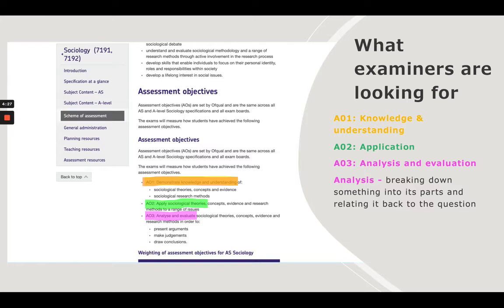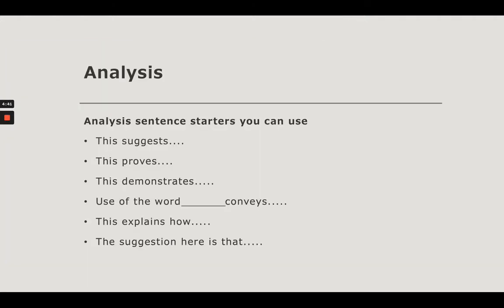So analysis is where you are breaking down a concept and then you're relating it back to the question, whereas evaluation, you are actually critiquing the theory. So here I've given you a few analysis sentence starters that you can use, which will help you identify where you are actually analysing the theory. So this suggests, this proves, this demonstrates, this explains how, the suggestion here is that. These are all examples of sentence starters that you can use and you should use throughout your answer.